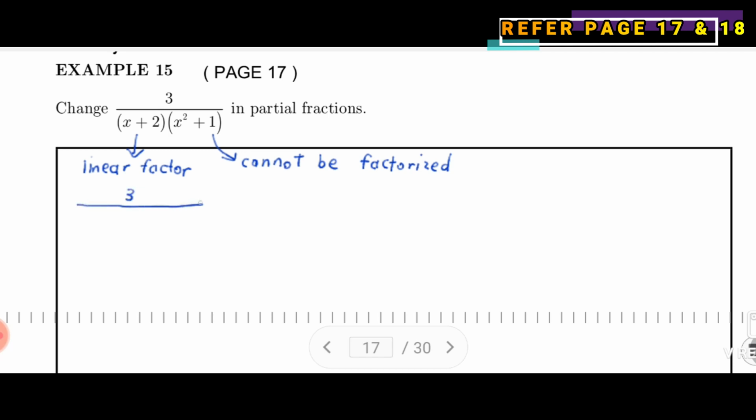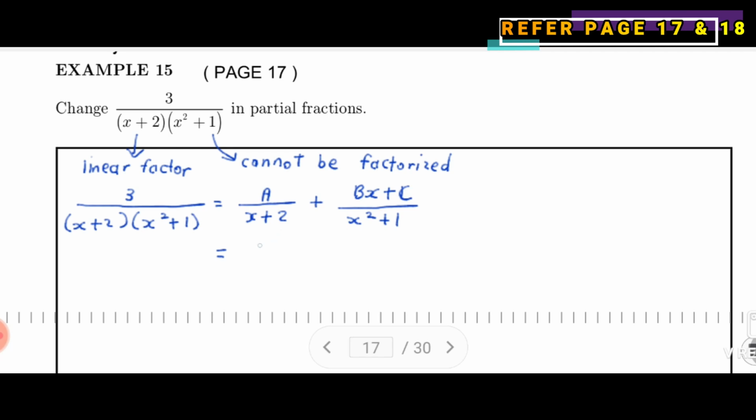So 3 over x plus 2 times x squared plus 1 equals, for the linear factor, we have a over x plus 2. But for the factor that cannot be factorized, we have plus bx plus c over x squared plus 1. Since we have a quadratic in the denominator, for the numerator we should have a polynomial of degree 1 less than the denominator.